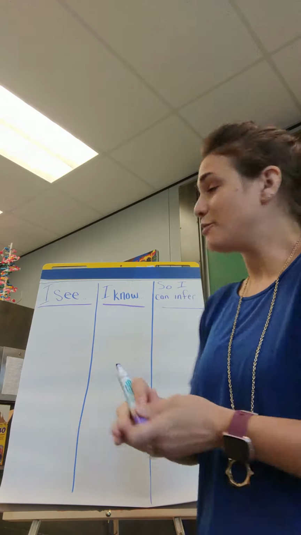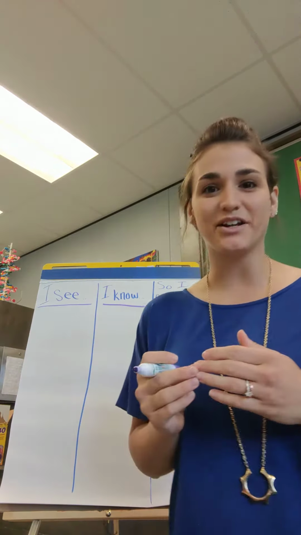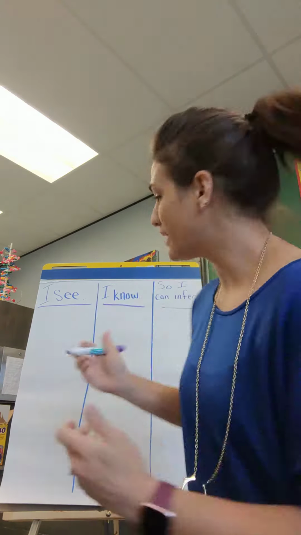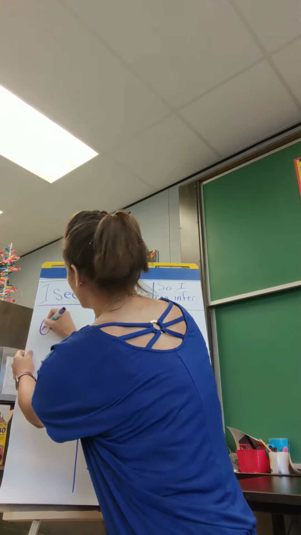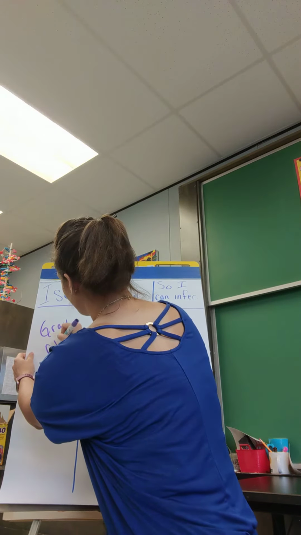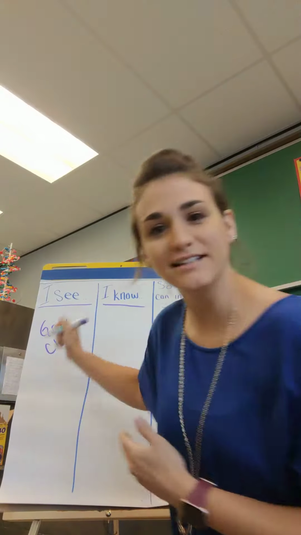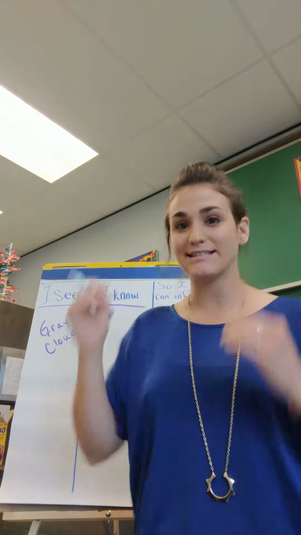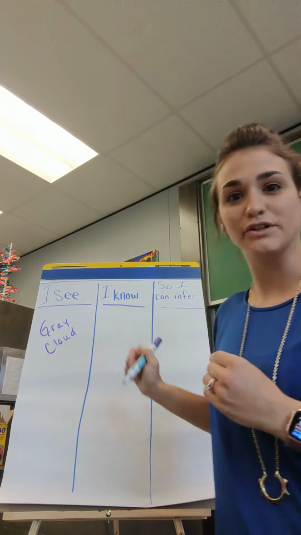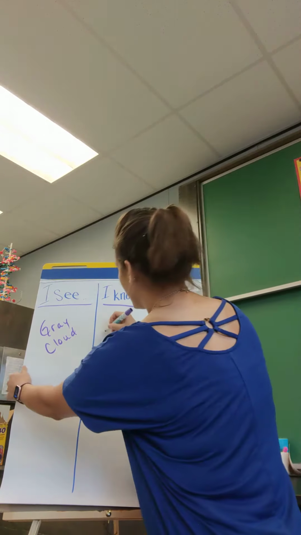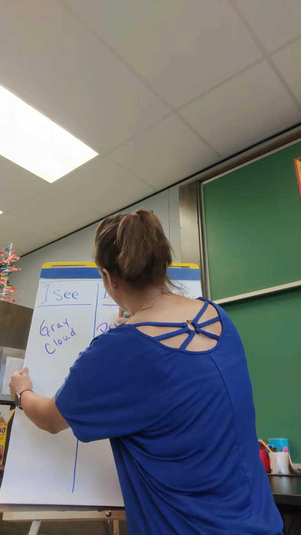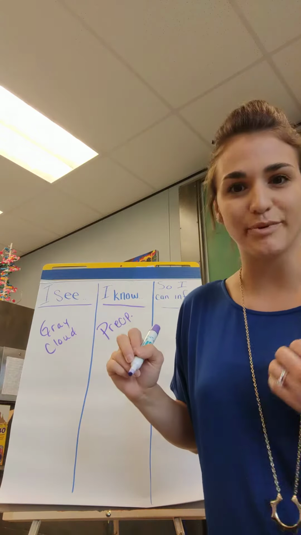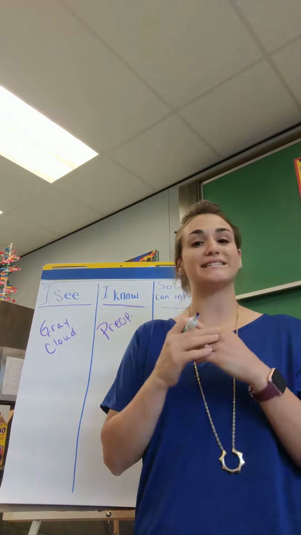So let me give you an example. I see. I look out the window, and what do I directly observe? I see a gray cloud. So I have gray cloud. What do I know about gray clouds from my past experiences and things that I've learned before? I know gray clouds bring precipitation. Precip. I'm just going to write precip. I know that gray clouds bring precipitation.